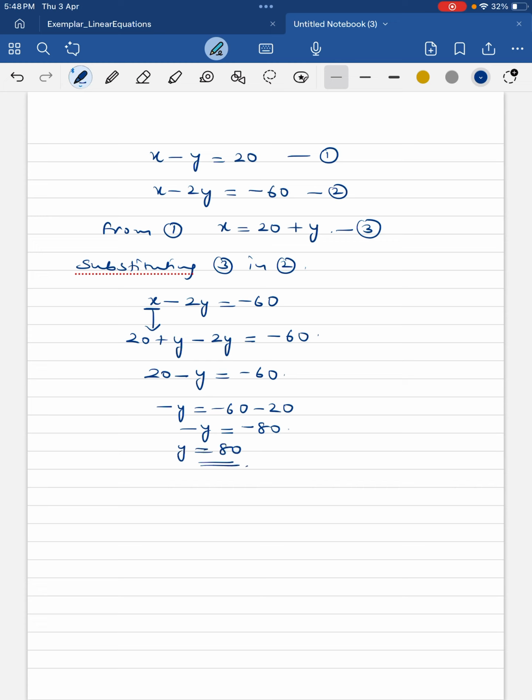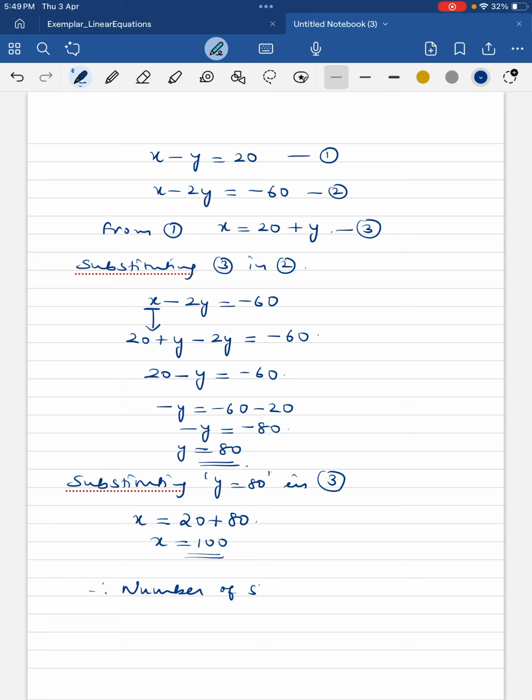Now let me substitute Y equal to 80 in equation 3. So X now becomes 20 plus 80, or X becomes 100. So therefore, the number of students in hall A is equal to 100 and the number of students in hall B is equal to 80.